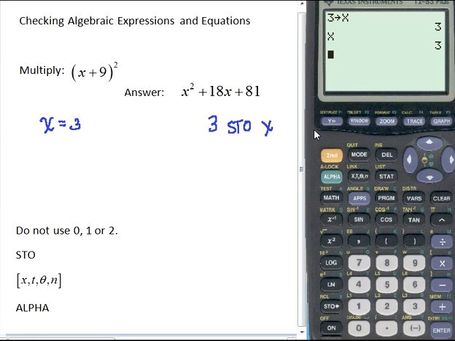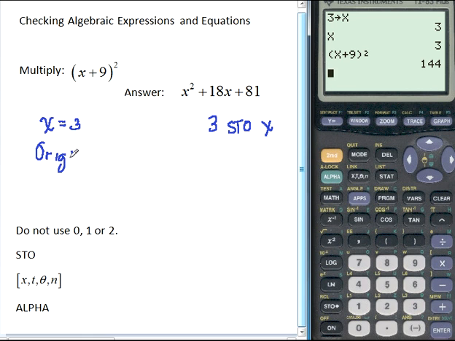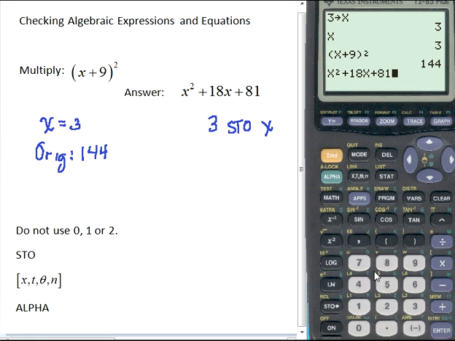Now let's enter the original: open parentheses, x plus 9, close parentheses squared, and we get 144. So we'll write that down. One of the things my students made clear to me is that I should show you what to write on the paper for the check. So the original is 144, and now we check the answer and see if it also gives us 144. X squared plus 18x, copy it identically to your answer, plus 81. And hit enter, and sure enough it does.